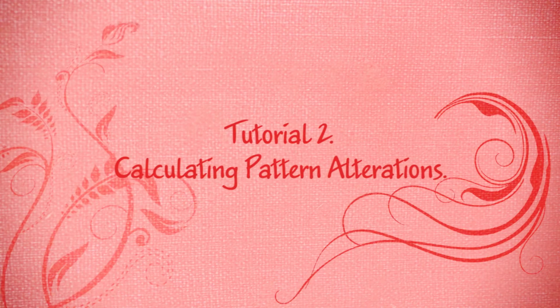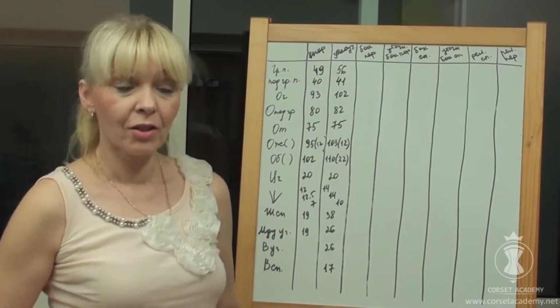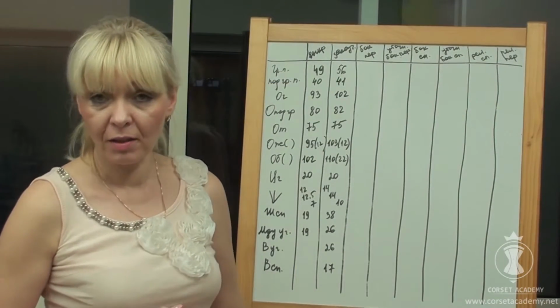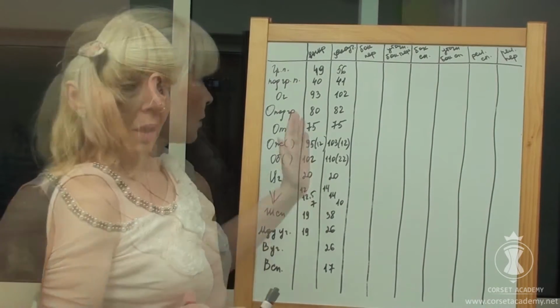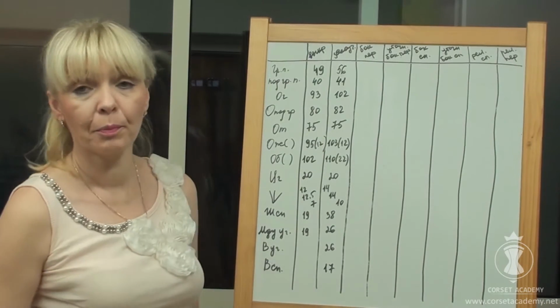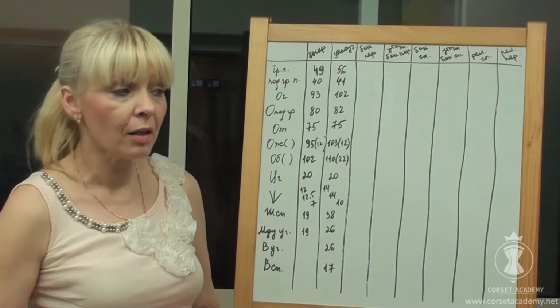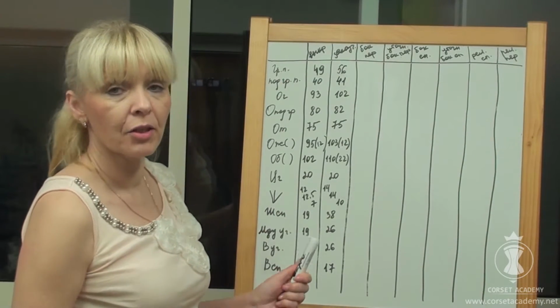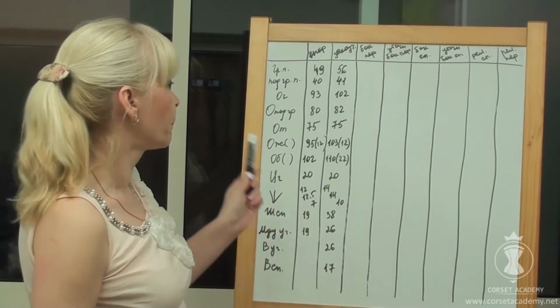Tutorial 2. Calculating pattern alterations. We need to determine necessary alterations to adjust the pattern after client's measurements. You can see all relevant measurements written on the board. We will start from the measurements required for the base of the dress. Here are the measurements I took off my client to adjust the standard pencil dress pattern.